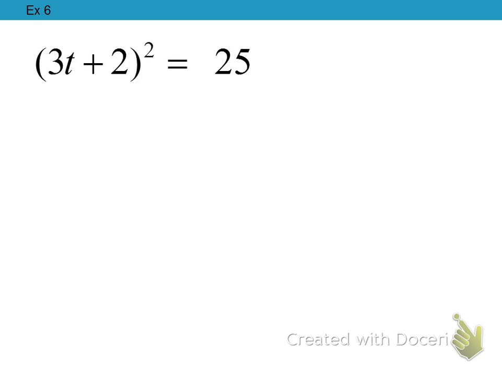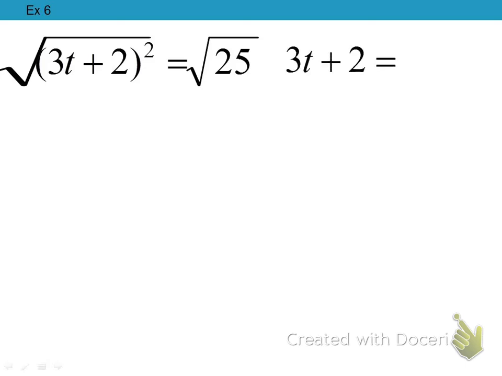Now what? Yeah, that whole left side is being squared. So at this point, I can take the square root of it. So what am I going to have on the left? Plus or negative 3t plus 2 equals plus or negative 5.